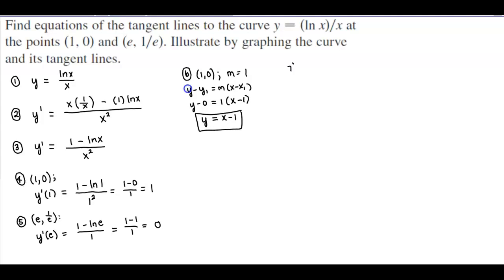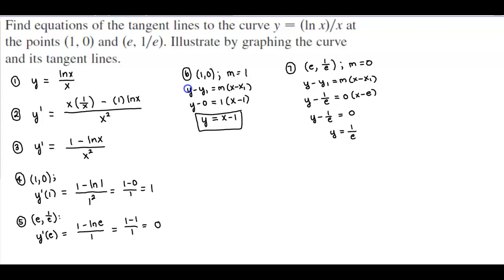And then we want to find the line for the point (e, 1/e). We know our slope for that is going to be 0 from earlier. Again using the point-slope form, y minus y1 equals m times x minus x1, we have y minus 1 over e equals 0 times x minus e. That means y minus 1 over e equals 0, and therefore y equals 1 over e. So that is the line for that.